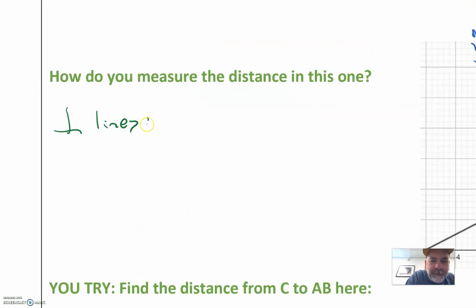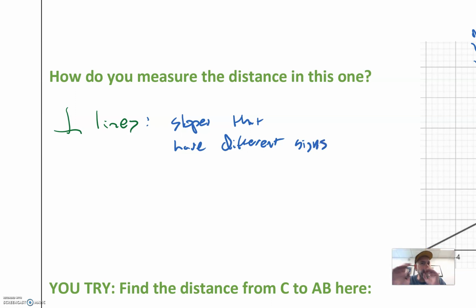So for perpendicular lines, the big thing is that they have slopes with different signs. You have to change the sign if you want to find the perpendicular slope, and flip it. If you want to take one slope and find the perpendicular slope, you have to change the sign, but you also have to flip it upside down. So if it's 3/4 over here, it has to be -4/3 over here. I have to flip them and change the sign.